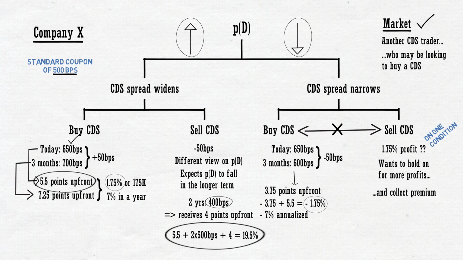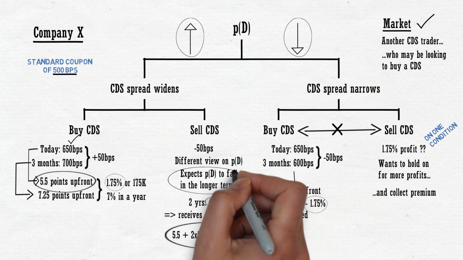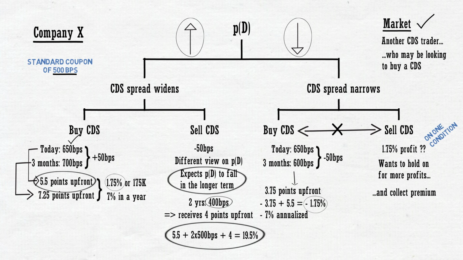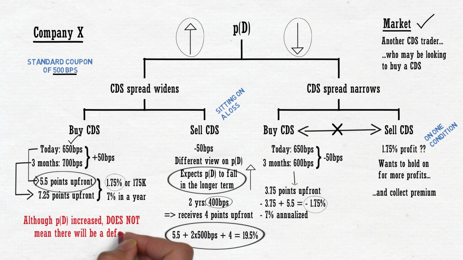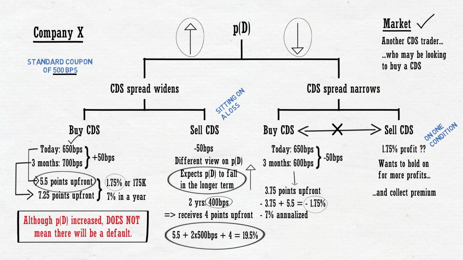Now this return was possible because things worked out as the seller expected. But what if things did not work out as per her plans? What if company X's default probability did not fall? Instead, it kept rising. What do you think would have happened? She would be sitting on a loss, isn't it? Instead of sitting on a profit. But remember what we said at the start. Even if default probability keeps increasing, it does not mean that company X will actually end up defaulting, because there are ways in which it can prevent a default, as we've just discussed. And the seller knows that. That's why she took the risk of selling the CDS.